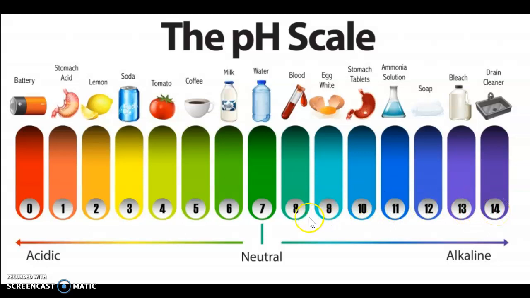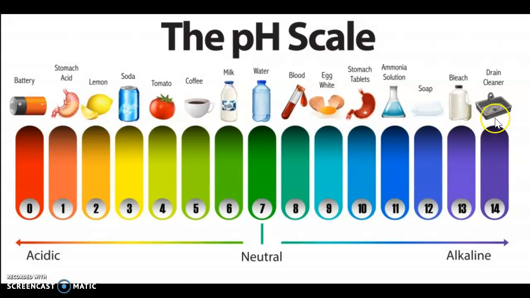Again, 8 to 10 is a weak base, and then we've got 12 to 14, which is a strong base. At the top of this scale, the ones at 12 to 14 have an excess of OH minus ions, and if we look at the bottom of the scale, that excess of OH minus ions reduces, therefore reducing the concentration of OH minus ions.